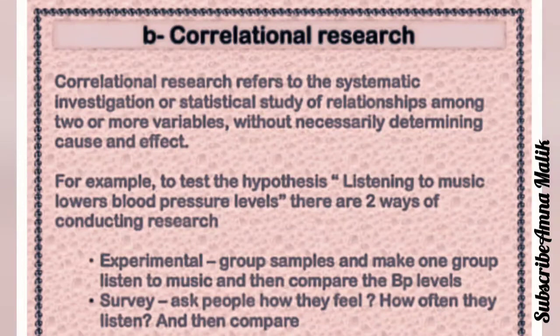B, correlational research. Correlational research refers to the systematic investigation or statistical study of relationships among two or more variables without necessarily determining cause and effect. For example, to test the hypothesis that listening to music lowers blood pressure levels. There are two ways of conducting this research. Experimental: take group samples, make one group listen to music, then compare the BP levels. Survey: ask people how they feel and how often they listen, and then compare.